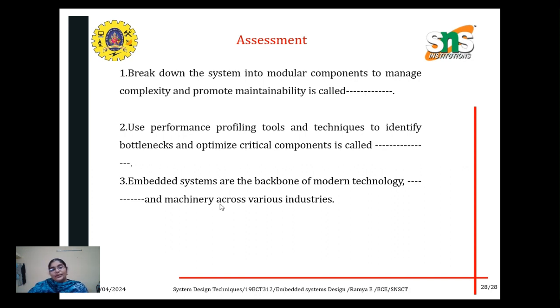Okay, so the first question: breaking down the system into modular components to manage complexity and promote maintainability is called division of operability. Next, using performance profiling tools and techniques to identify bottlenecks and optimize critical components is called performance profiling. After that, embedded systems are the backbone of modern technology, powering devices and machinery across various industries.